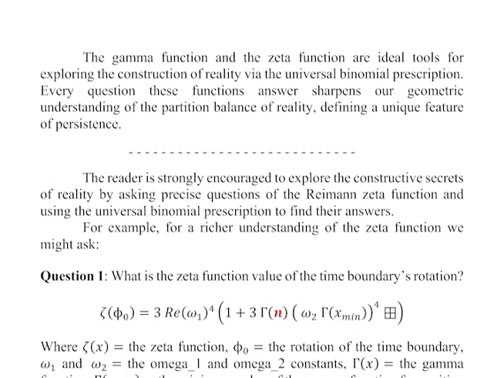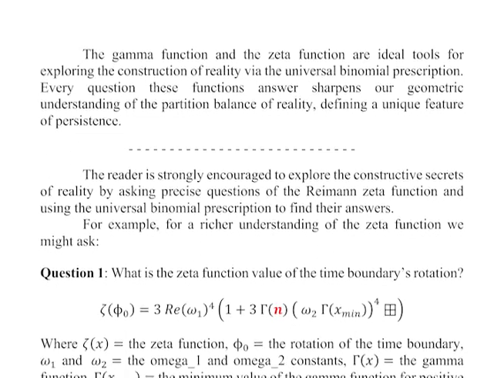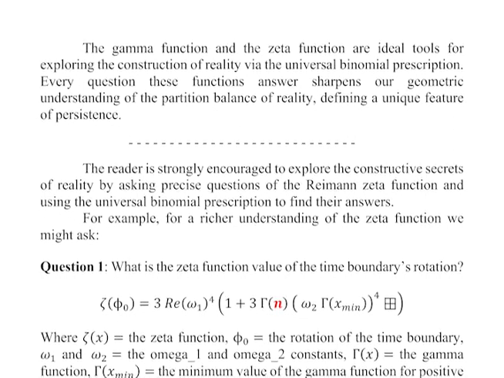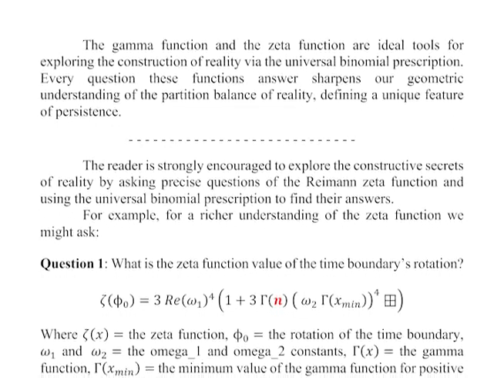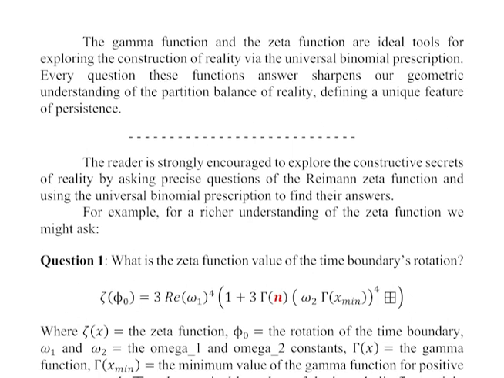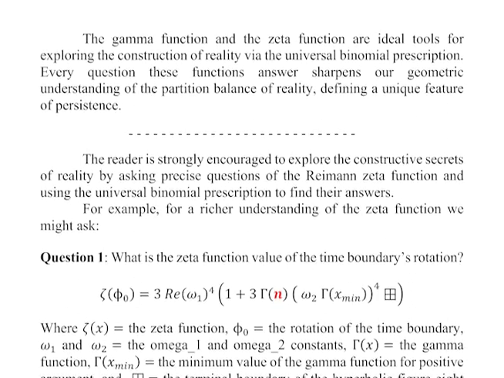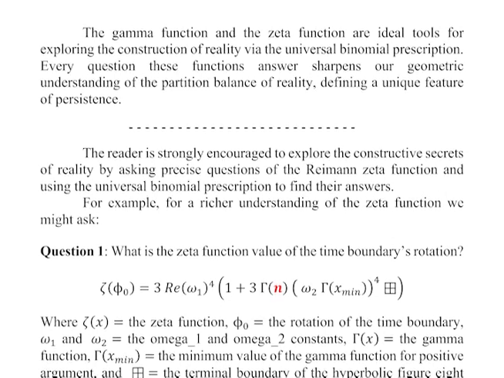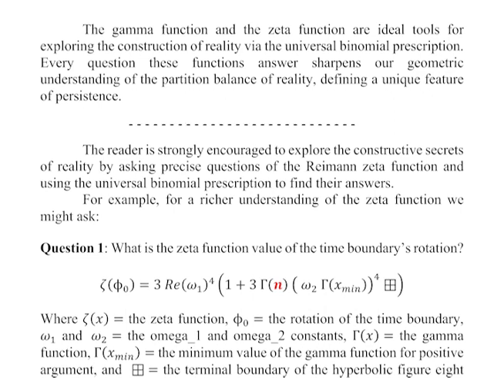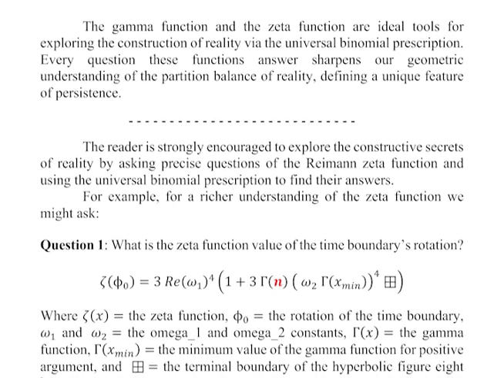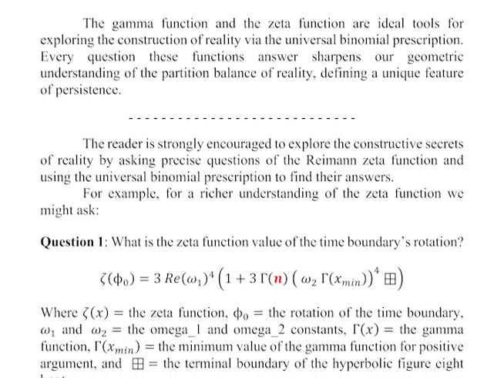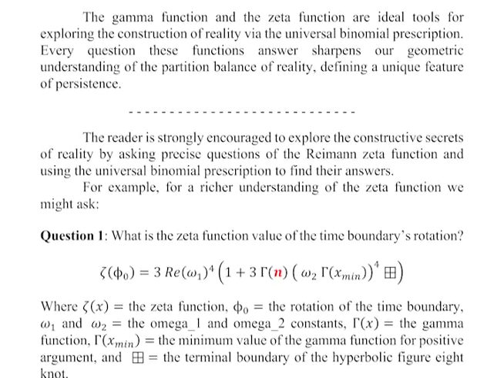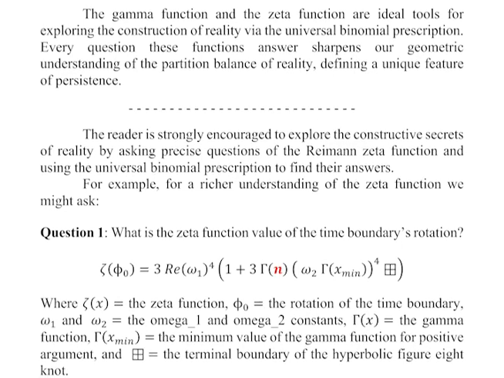The gamma function and the zeta function are ideal tools for exploring the construction of reality via the universal binomial prescription. Every question these functions answer sharpens our geometric understanding of the partition balance of reality, defining a unique feature of persistence. I strongly encourage everyone to continue exploring the constructive secrets of reality by asking precise questions of the Riemann zeta function and using the universal binomial prescription to find their answers.